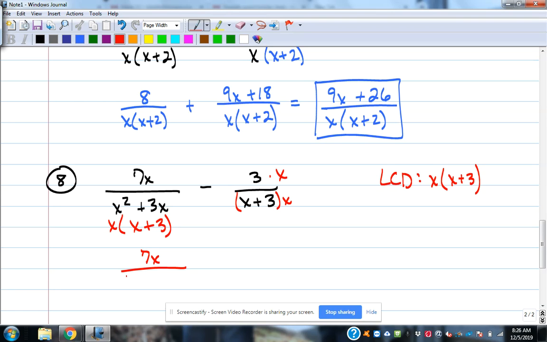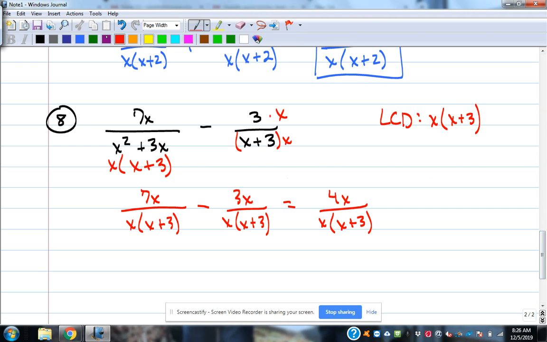7x over x plus 3 minus 3x over x plus 3. And then that'd be 4x over x plus 3. And does that simplify a little bit? Yeah, those x's will cancel. Yes, that's good for Tucker. Should feel good about that.